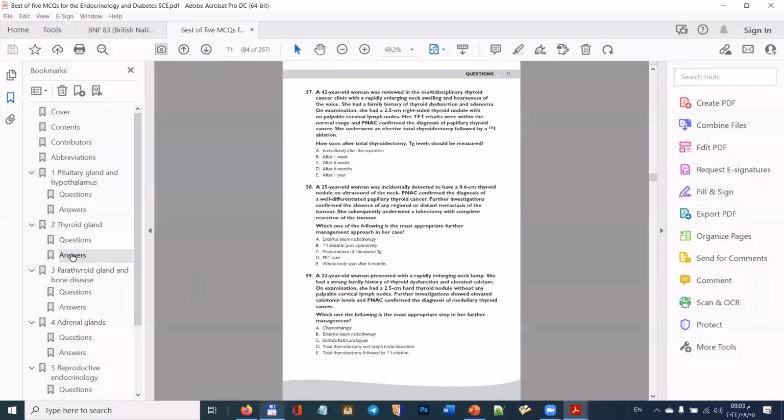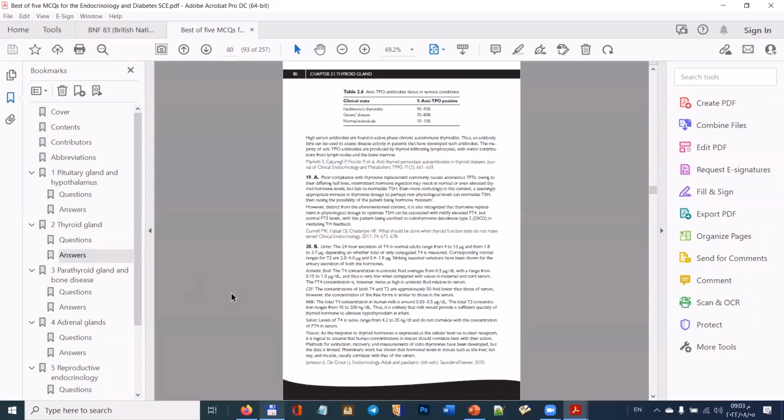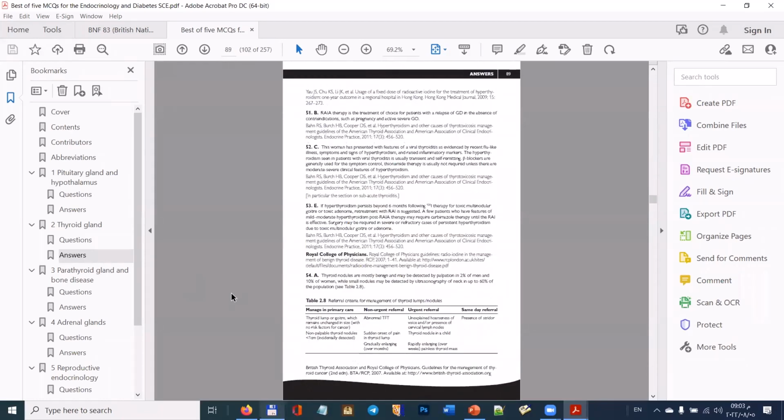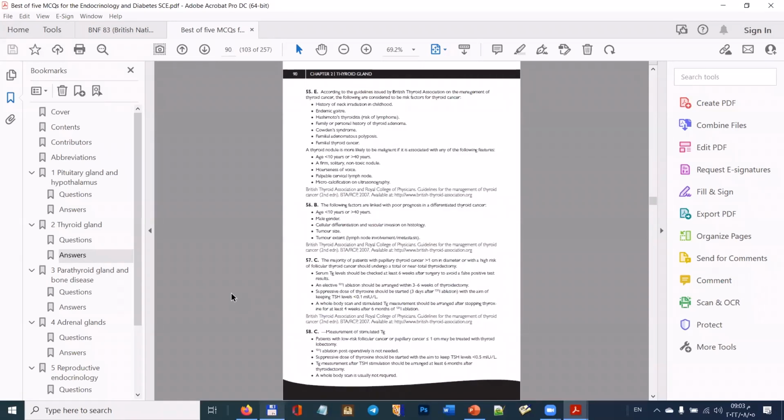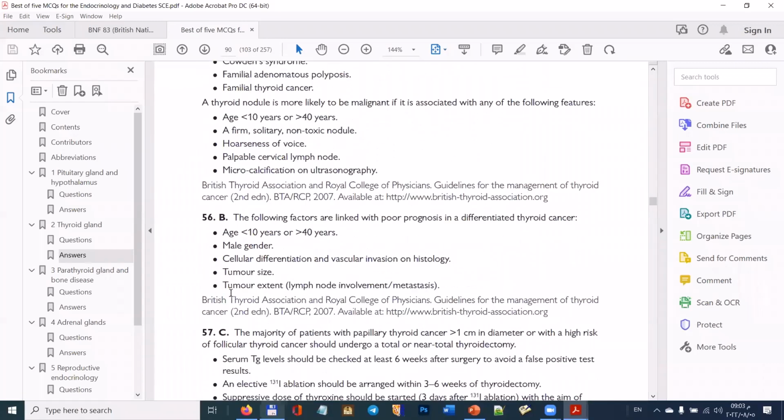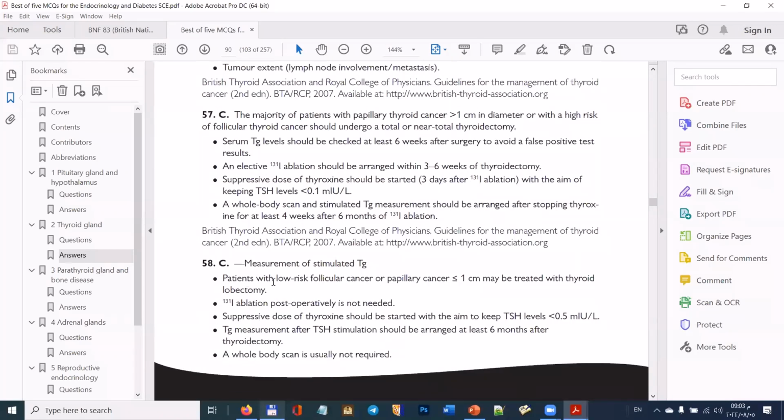For this condition, I think Prof Atul changed and updated this book because this is not a logical option. If we read, a patient with low risk follicular cancer or papillary cancer less than 1 centimeter may be treated with thyroid lobectomy. Ablation operative is not needed. Suppressive dose of thyroxine should be started with the aim to keep TSH less than 0.5. TG measurement after TSH stimulation should be arranged at least 6 months after thyroidectomy. Whole body scan is usually not required.